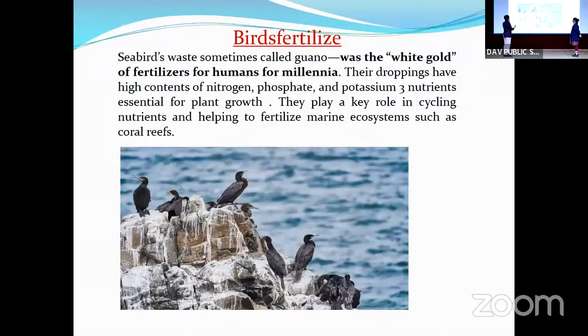Next, birds fertilize. Seabirds' waste, sometimes called guano, was the white gold of fertilizers for humans for millennia. Their droppings have high contents of nitrogen, phosphate, and potassium. These nutrients are essential for plant growth. They play a key role in cycling nutrients and helping to fertilize marine ecosystems such as coral reefs.